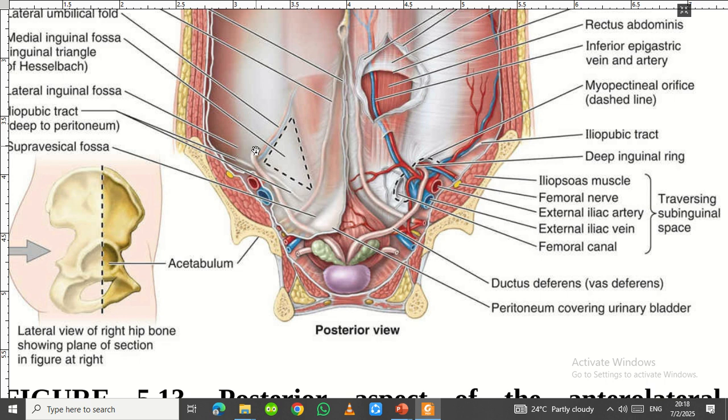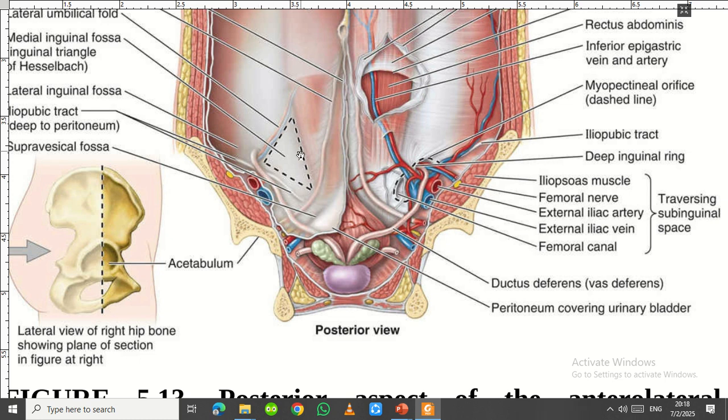Where does it occur? In the lateral inguinal fossa, right? Just lateral to the umbilical fold. That's why we have the deep inguinal ring. Medial to the lateral umbilical fold, that's where you find the Hesselbach triangle for direct inguinal hernia, which is less common. You understand now?